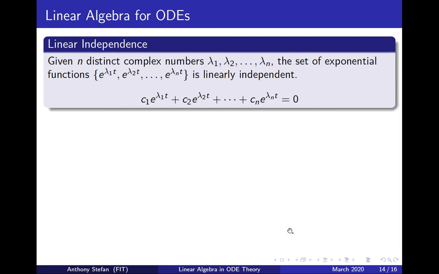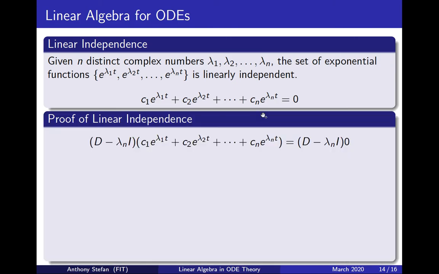We need to show that for n given distinct complex numbers, lambda 1, lambda 2, all the way to lambda n, the set of exponential functions e^(lambda 1 t), e^(lambda 2 t), all the way to e^(lambda n t) is linearly independent. To prove linear independence, we set the linear combination equal to 0 and show that this is only true if C1, C2, all the way to Cn are equal to 0. If not, then it is linearly dependent. To prove this, we're going to need mathematical induction.